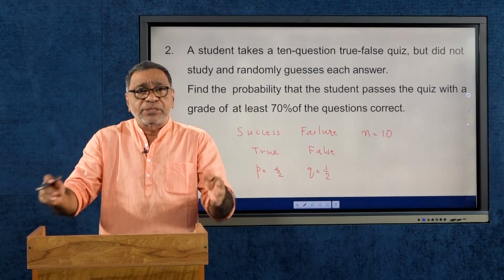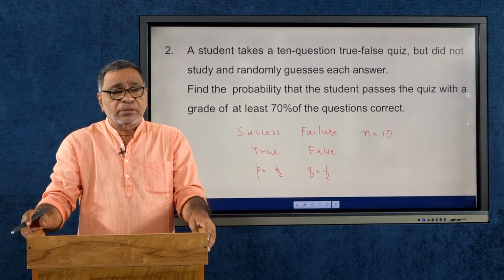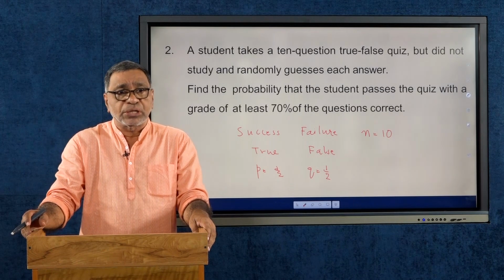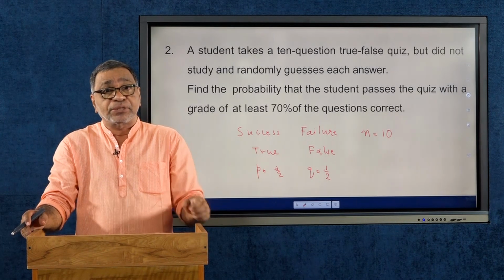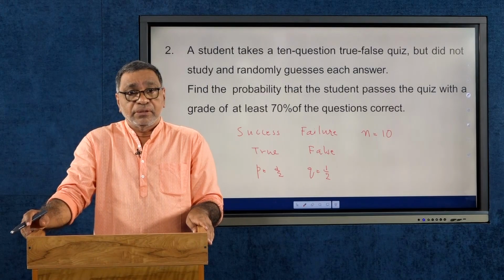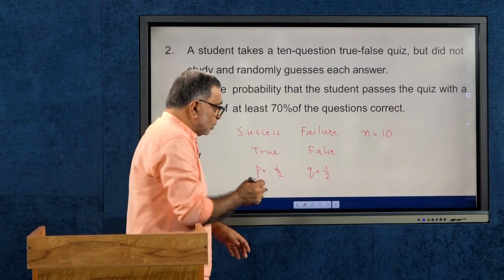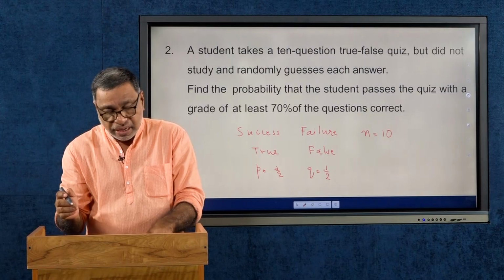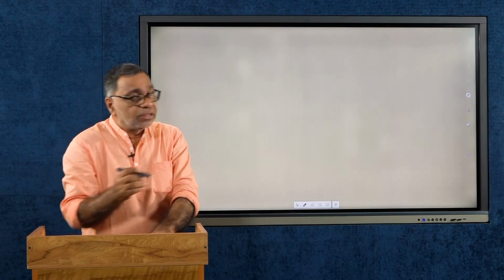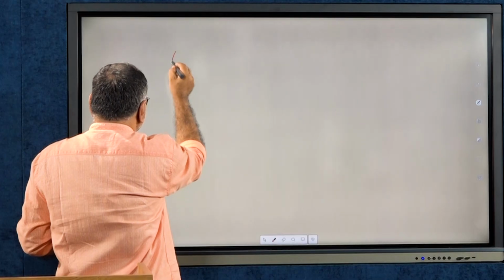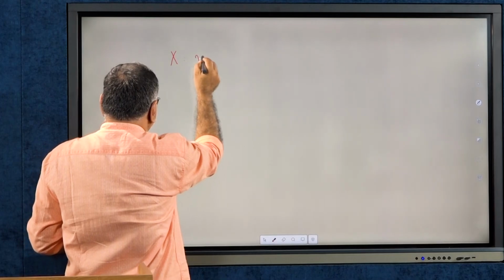And the question is, find the probability that the student passes the quiz with a grade of at least 70% of the questions correct. So suppose you are defining X as the number of correct answers.